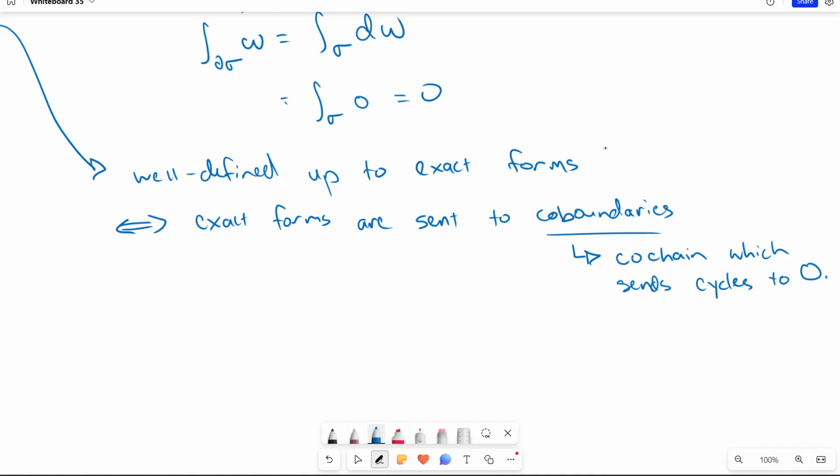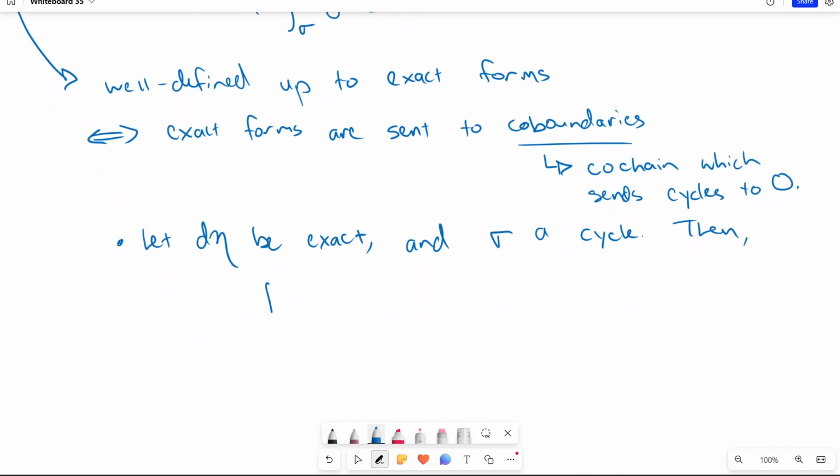So how should we do this? Let's say dη is exact and σ a cycle. Then we want to show that this integral is zero. Let's try doing the integral of σ over dη. Well, by Stokes' theorem, this is the integral of η over the boundary of σ. But since σ is a cycle, the boundary is just the empty set. So this whole thing turns out to be zero, which is exactly what we wanted.